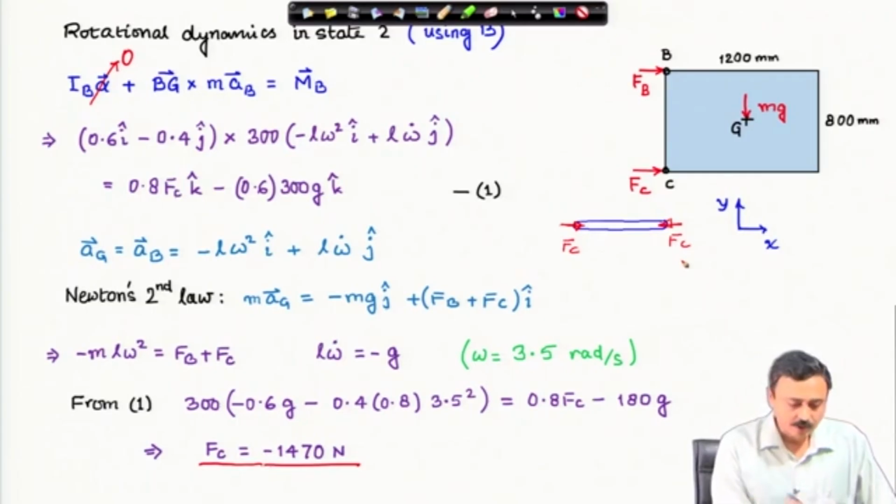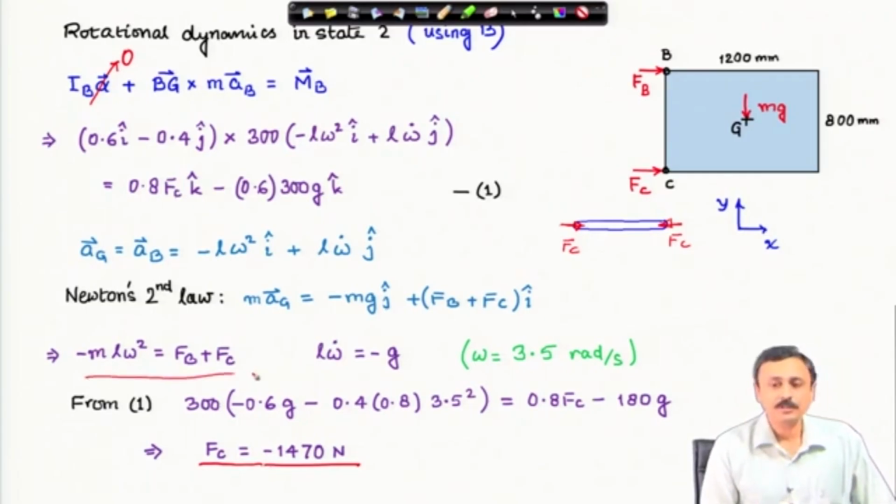What is the purpose of this equation? We can find out Fb as well from here. Once I have solved for Fc, I know omega and I can solve for Fb.